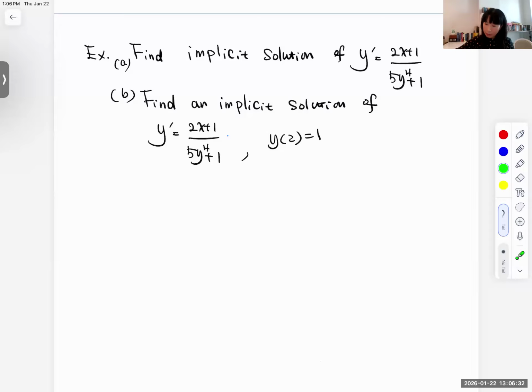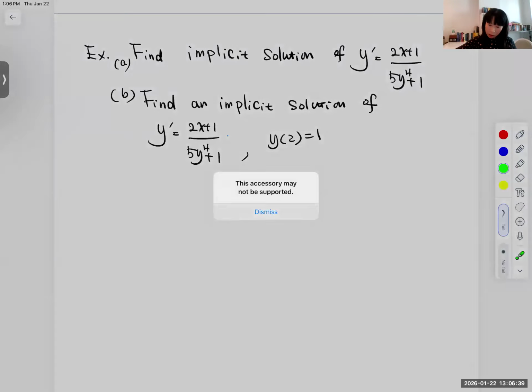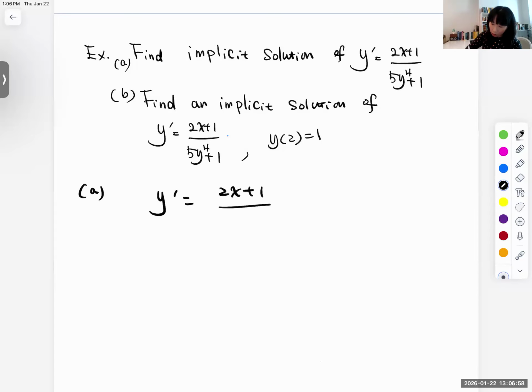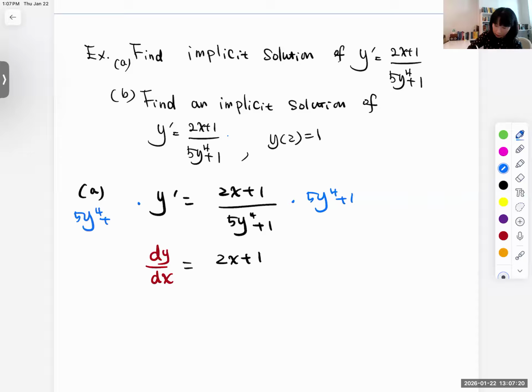Okay, so we have this example, an implicit solution, y prime equal to 2x plus 1 over 5y to the fourth power plus 1. So dy over dx equals 2x plus 1 over 5y to the fourth power plus 1. Then we can multiply both sides by 5y to the fourth power plus 1.